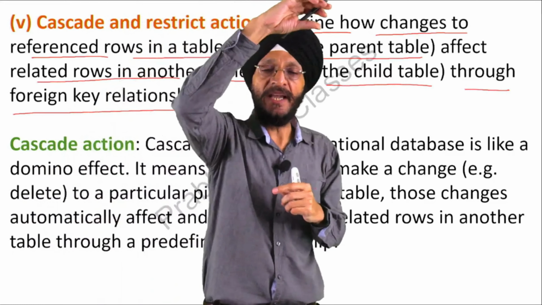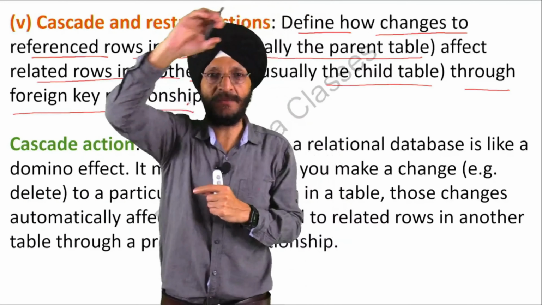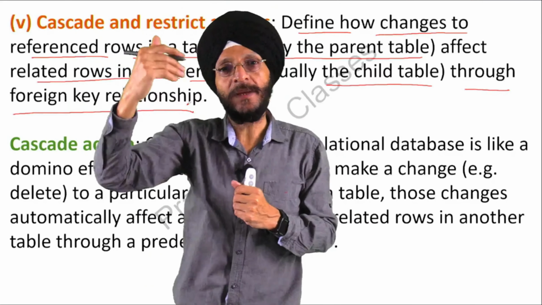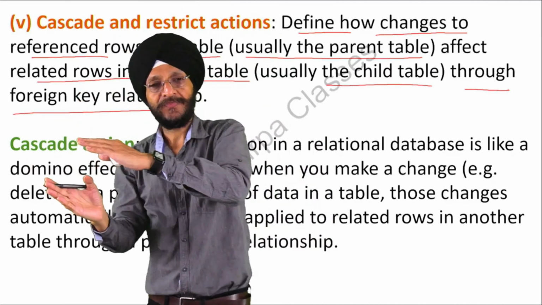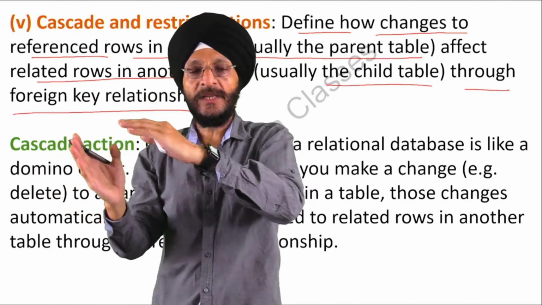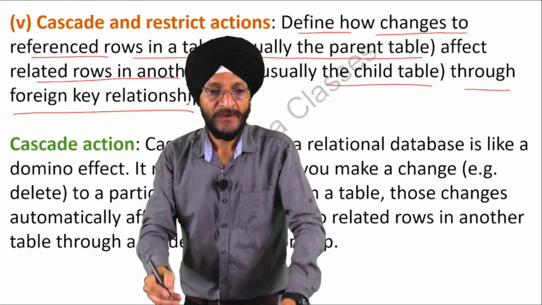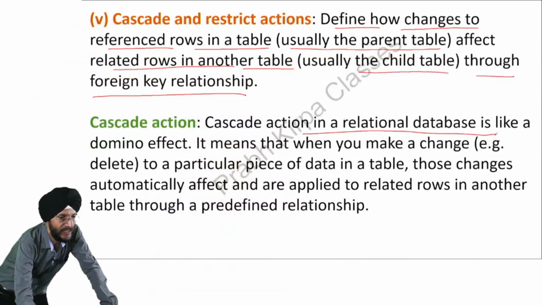And if you make any change in the first table, that is the parent table, the customer table, then the effect of the same should be there in the order table, that is the child table. Now we will discuss the same in detail. First is the cascade action. Cascade action in a relational database is like a domino effect.